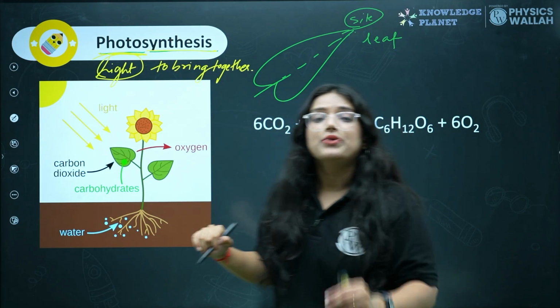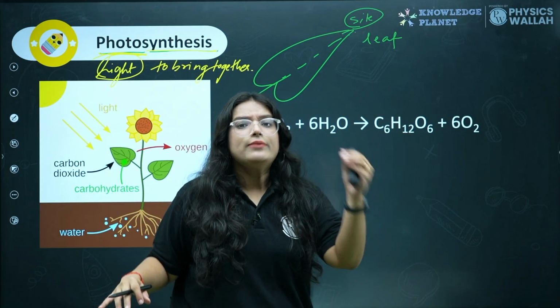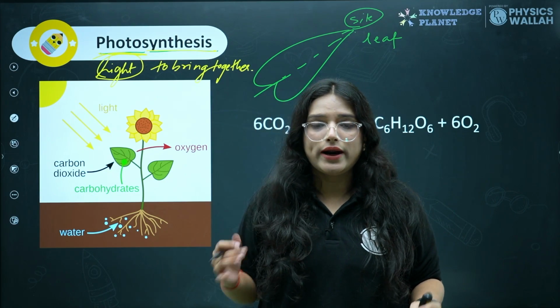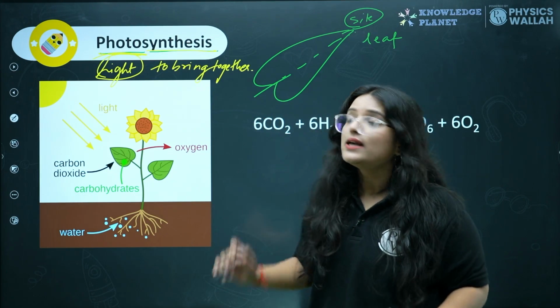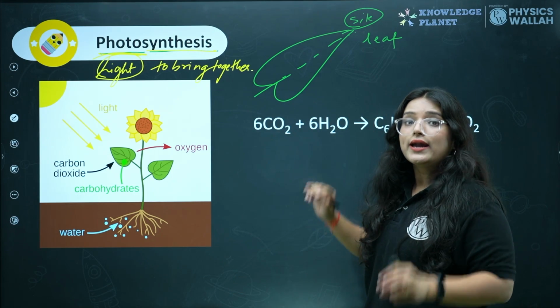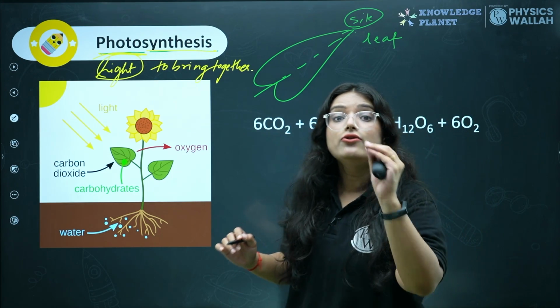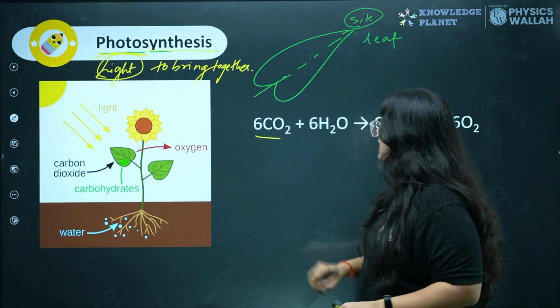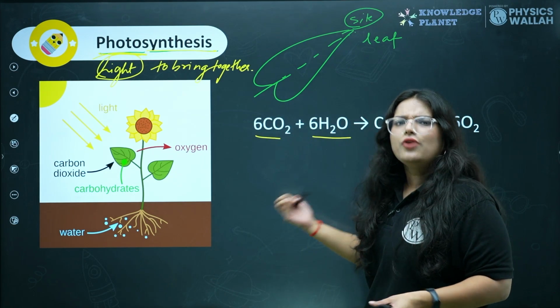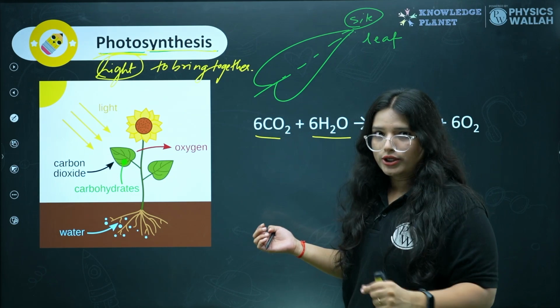Alright, now let's talk about that. What are these certain products that we are going to talk about? So let's see that the green plants perform photosynthesis in the leaf. Okay, now they require certain raw materials, and those raw materials are carbon dioxide and water. Now where do they get these carbon dioxide and water from?